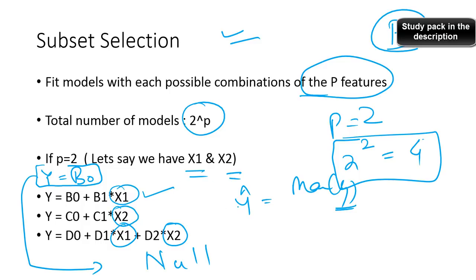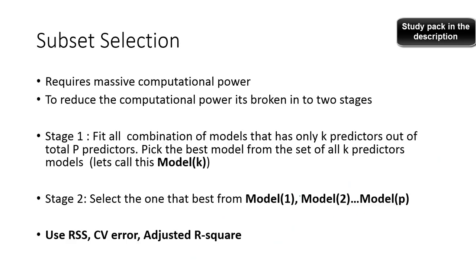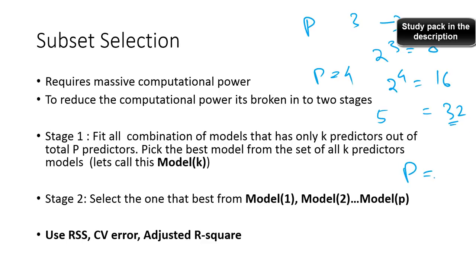So that's the fourth model we're talking about. Every time, we are going to have 2 to the power p models, where p is the number of features you have. That's subset selection, and it's very difficult because if p is 3, then the total number of models is 2 to the power 3, which is 8. If p is 4, it's 16. If p is 5, it's 32. But if p is 10, you're going to have a very huge number of models, and that's very difficult, right? It requires massive computational power, and you don't always have that available. So to reduce the computational power, the algorithm is broken into 2 stages. In the first stage, it takes all combinations of models that have only k predictors out of the total p predictors.